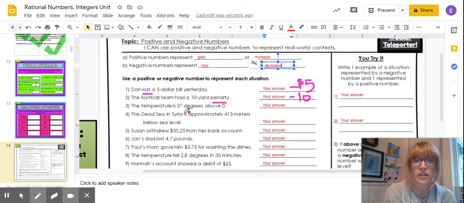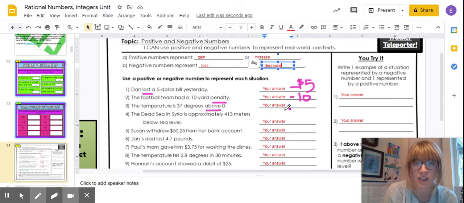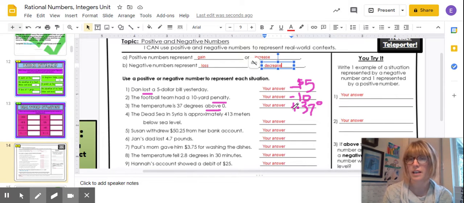The temperature is 37 degrees above zero. So the keyword here, we know how much, but we want to know which direction. So we're starting at zero and we're above zero, right? We're not negative 37, thank goodness. That would be ridiculously cold. But we are at plus 37 degrees. You can also just say 37 degrees, right? You don't have to put this plus sign here because it's implied.